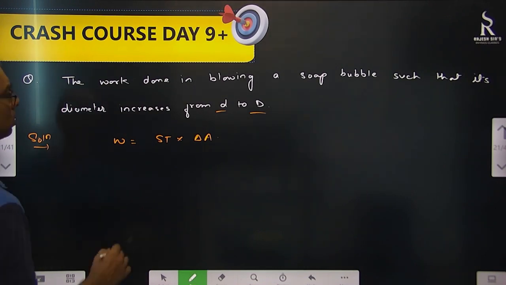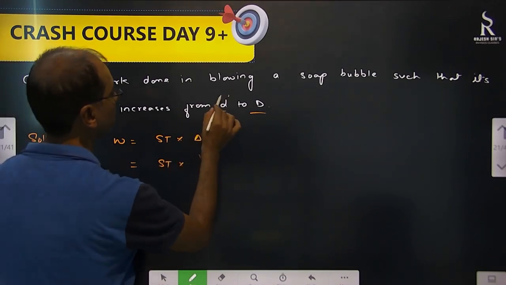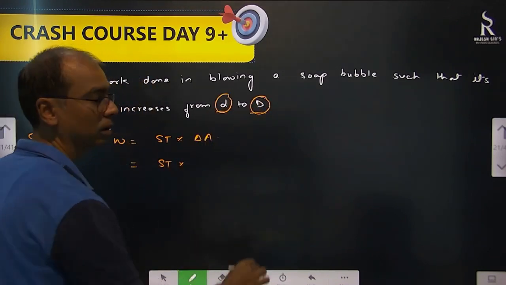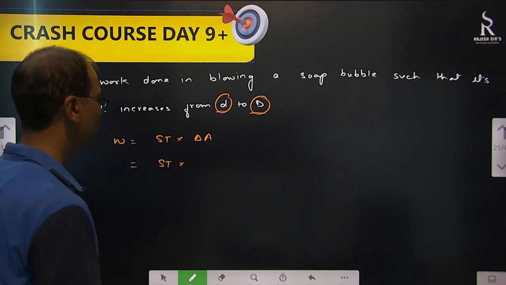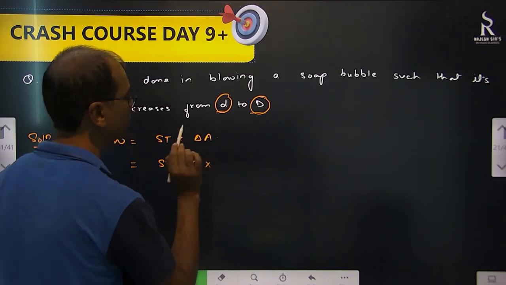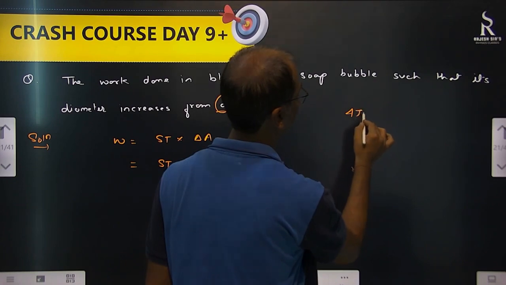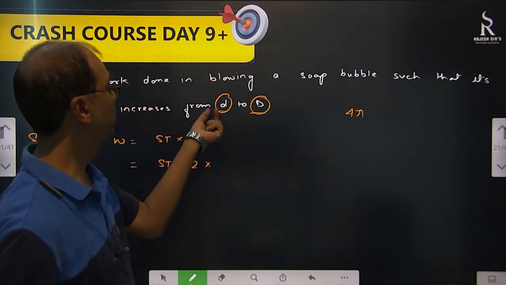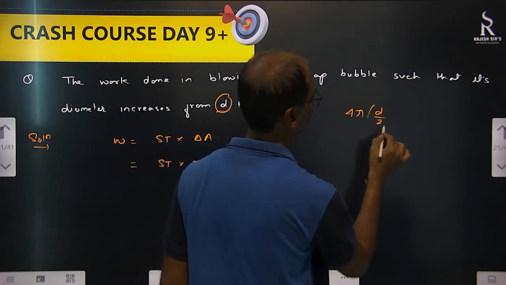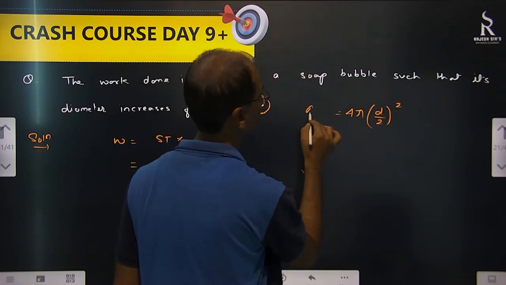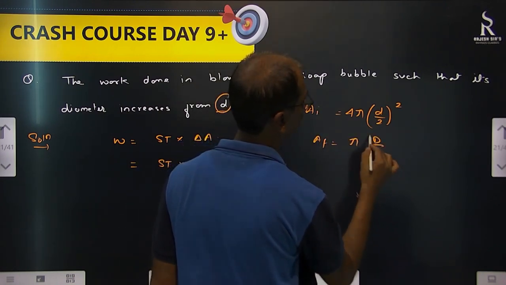So, surface tension is like this. Then what does it say? Initial diameter is small d, final is capital D. And since it's a soap bubble, how many surfaces does it have? 2. So let's multiply it directly. And then we'll talk about change in area. Initial area is 4 pi r square. But r is given in terms of D, so r means D by 2. This is the initial area. Final area is 4 pi again, D by 2 whole square.